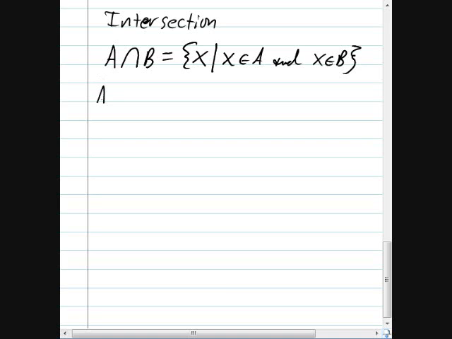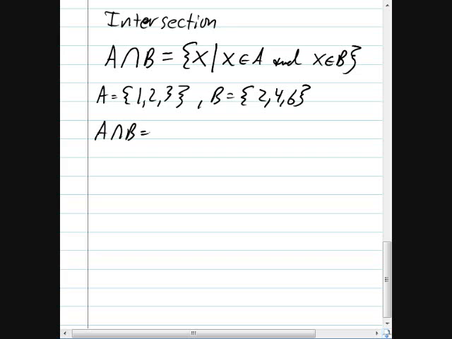If we look at an example, A equals the set containing 1, 2, and 3, and B is the set containing 2, 4, and 6. Then A intersect B is a set, and it is the set of all things that are both in A and in B. So the set of all things that they share in common. The only element they share in common is the element 2.